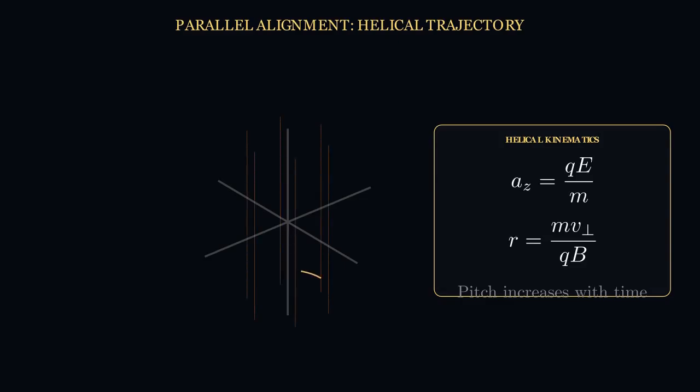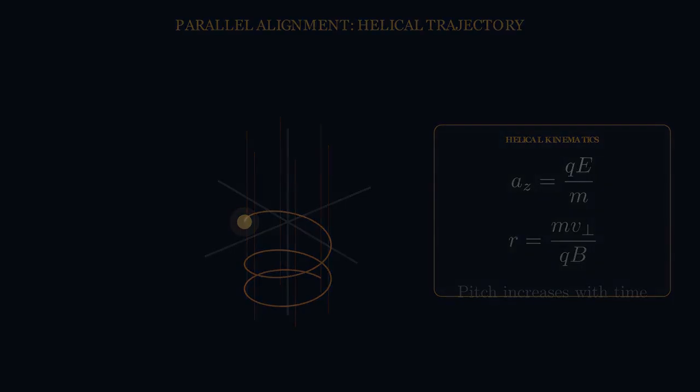A positive charge is injected with an initial velocity perpendicular to this axis. The magnetic field forces the particle to rotate in a circle within the xy plane. Meanwhile, the electric field continuously accelerates the particle along the z-axis. Geometrically, this superimposition stretches the circle into a three-dimensional helix. Because the electric acceleration along the z-axis is continuous, the pitch of the helix increases over time, creating a spiral that expands along the axis of the fields.